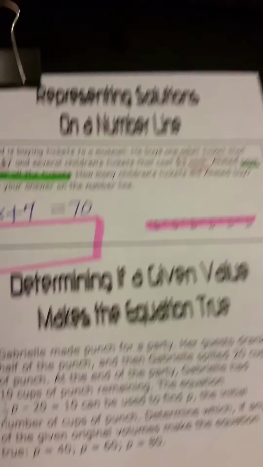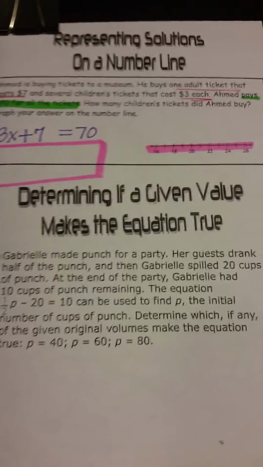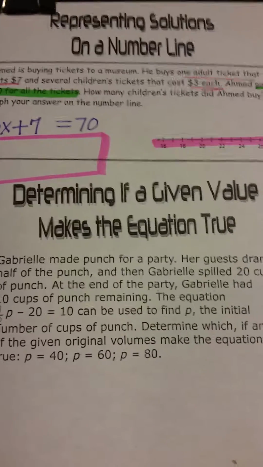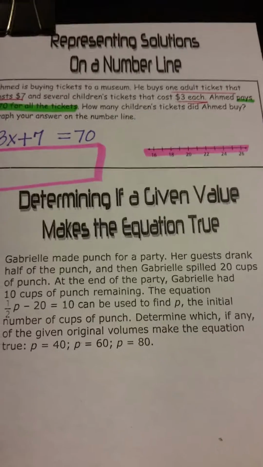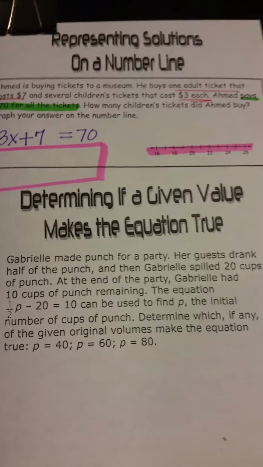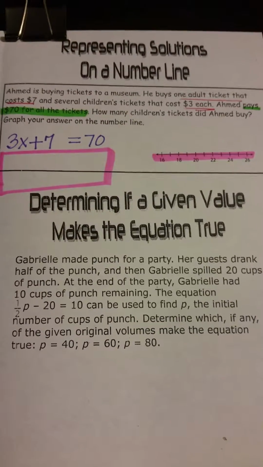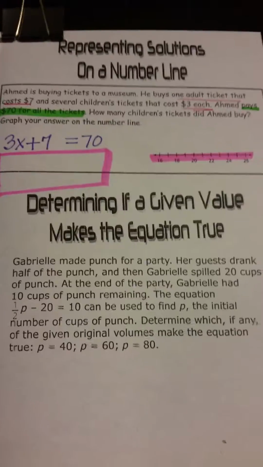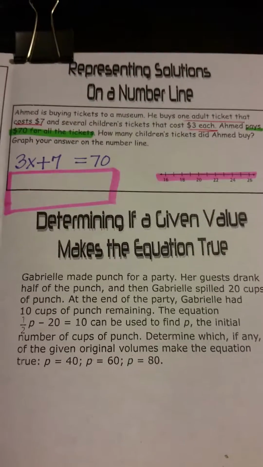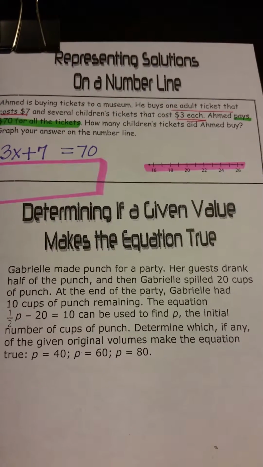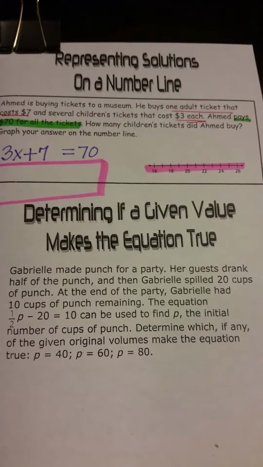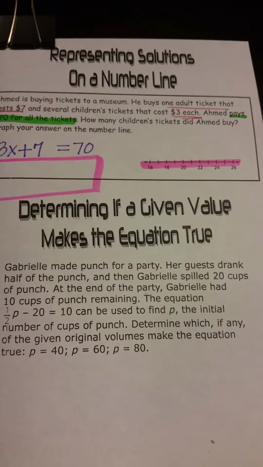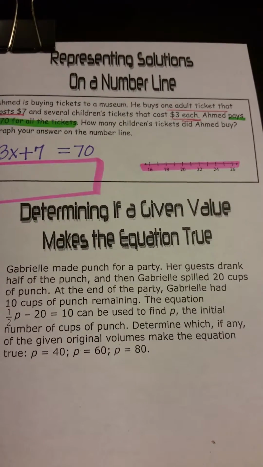Okay. The last section here is determining if a given value makes the equation true. So in this example, we're going to be given an equation and 3 different values for P. We're going to see which one of these values will make this equation true when we plug in that P. So we have Gabrielle made punch for a party. Her guests drank half of the punch. And then Gabrielle spilled 20 cups of punch. At the end of the party, Gabrielle had 10 cups of punch remaining.